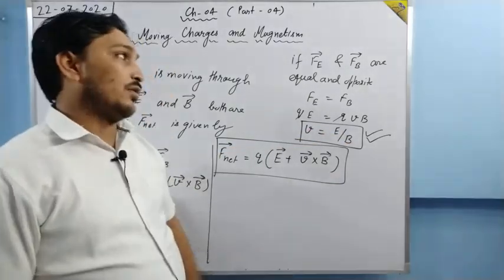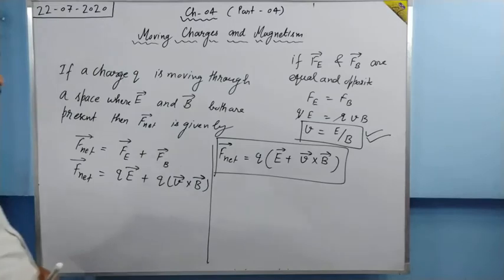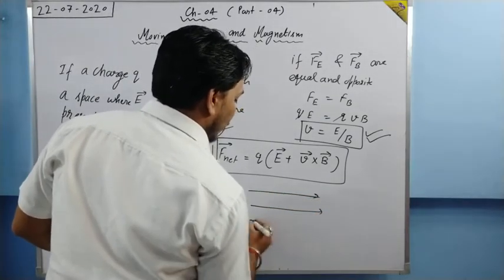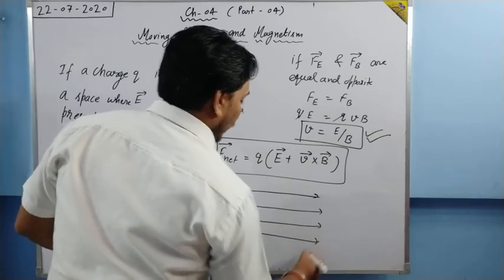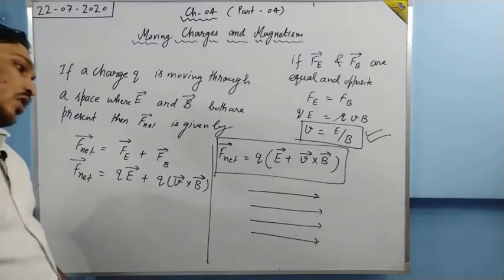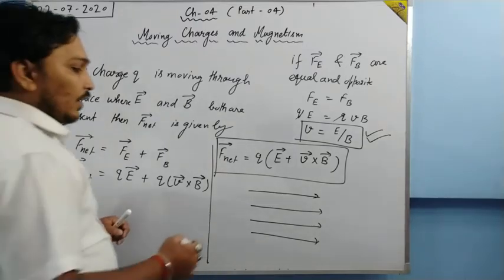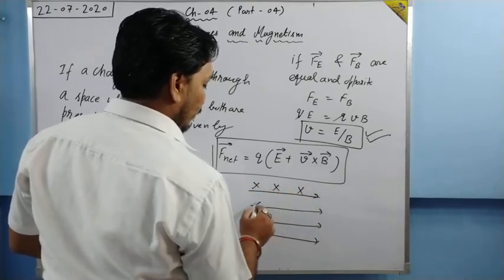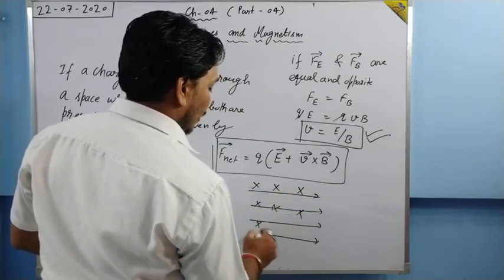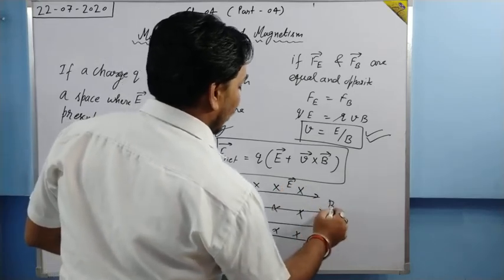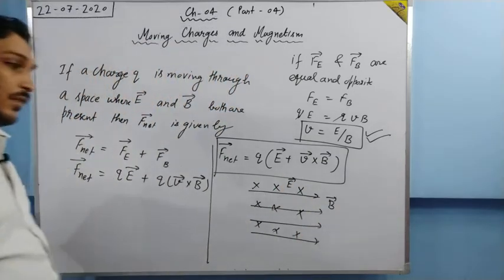How it is possible, let us understand. Suppose in a space, magnetic field is present in this way, okay? Magnetic field is present in this way, and electric field is present in this way. Both are perpendicular to each other. Cross represents electric field and this line represents magnetic field. Is it clear?